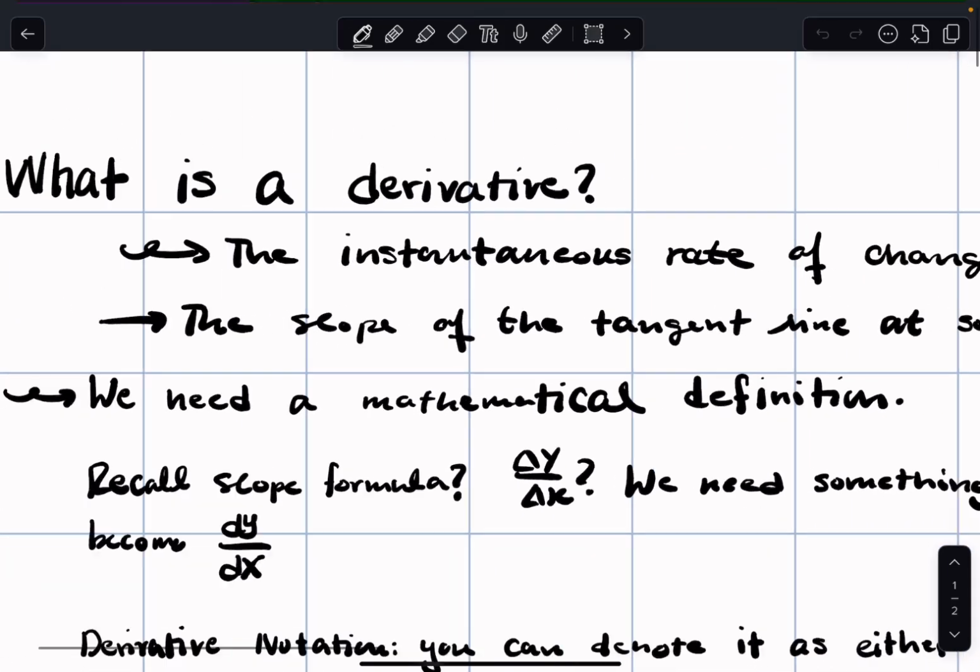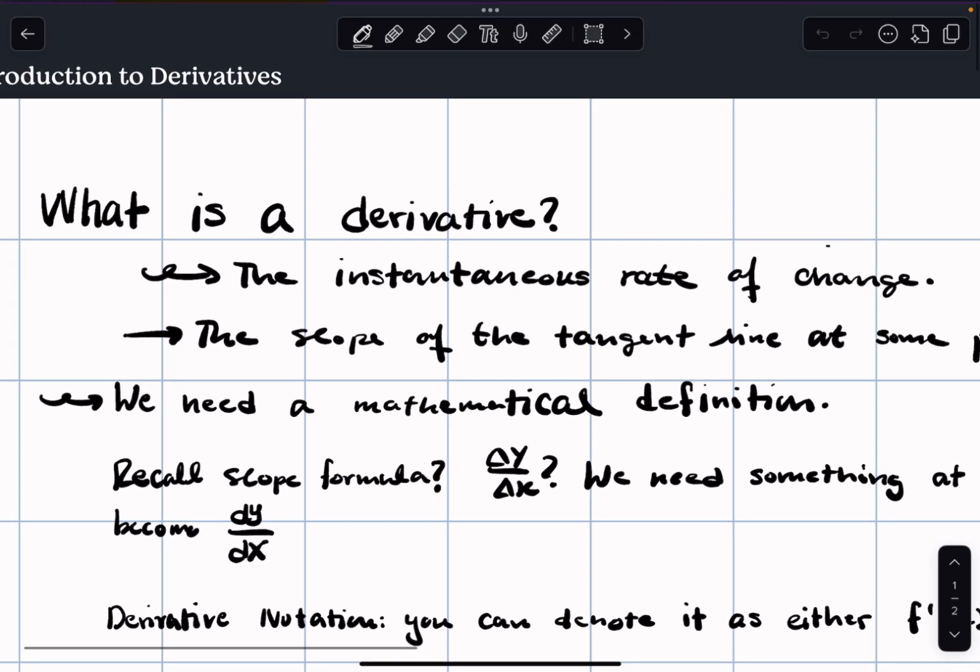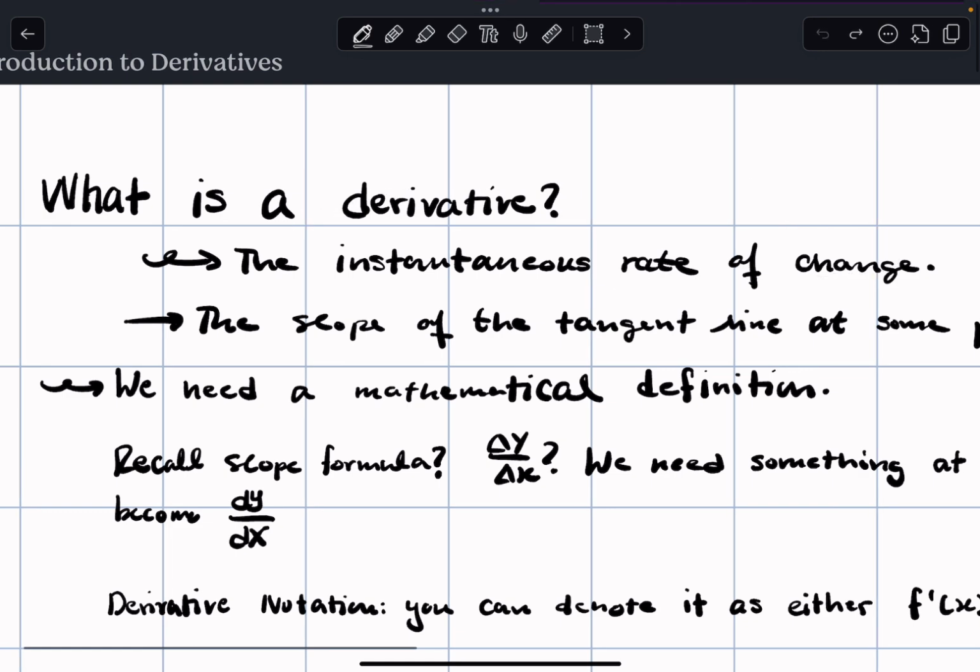Welcome back to Calculus 1, and today we're going to learn about what is a derivative. So the derivative is the instantaneous rate of change, also known as the slope of the tangent line.